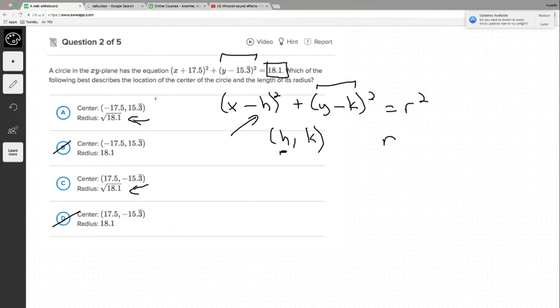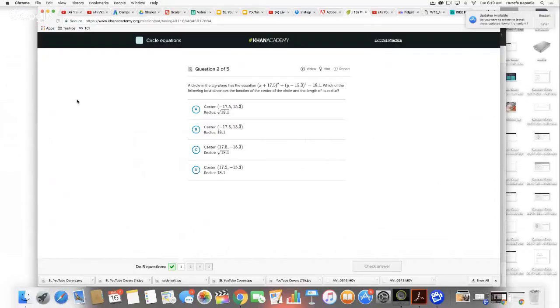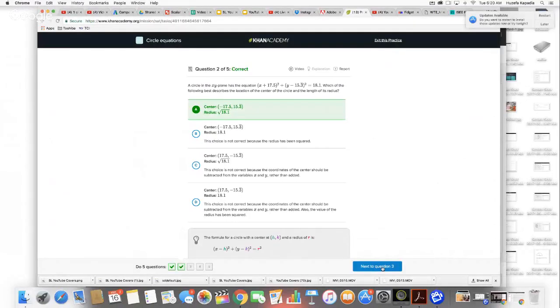The 15.3 should be positive, which we have in A. We also notice that the h is negative 17.5. Now, that's an interesting thing that people overlook. But when you have x plus 17.5 squared like this, that means, in fact, it's a negative h. You can think about it as x minus negative h. Right? It has to be negative in order for this to turn positive, to be x plus h. So A is, in fact, our answer. There you go. It is correct.